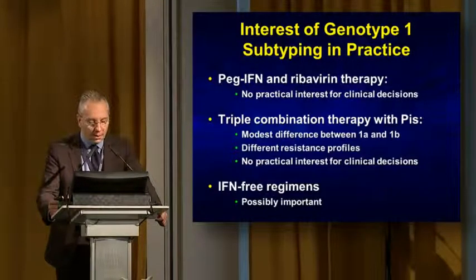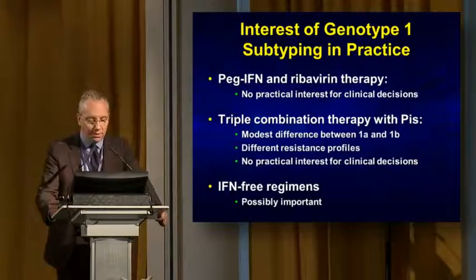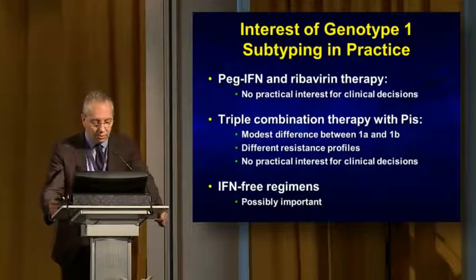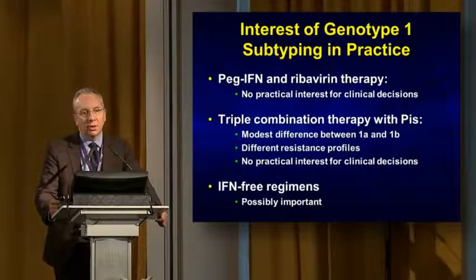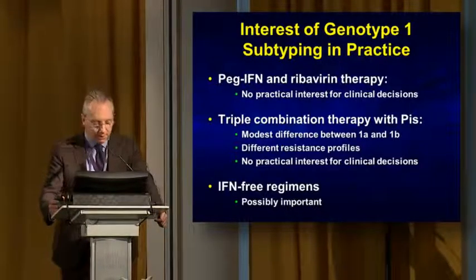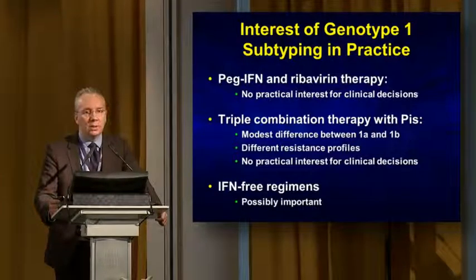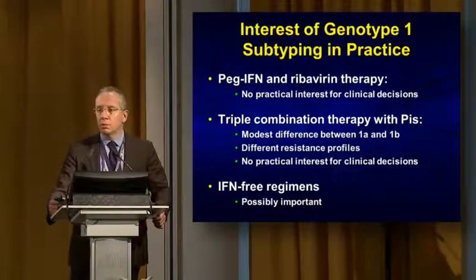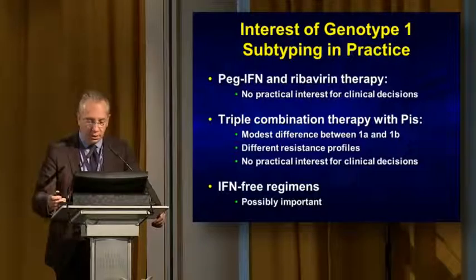For triple combination therapy with interferon, ribavirin, and protease inhibitors like telaprevir or boceprevir, there is a modest difference in genotype 1A and 1B in terms of sustained virological response. There are different resistance profiles, but there is no clinical interest because you will not change your clinical decision based on genotyping. In contrast, for interferon-free regimens, it could be important in the future, especially because some combinations will be more suited to genotype 1A or genotype 1B, and this we'll know in the future.